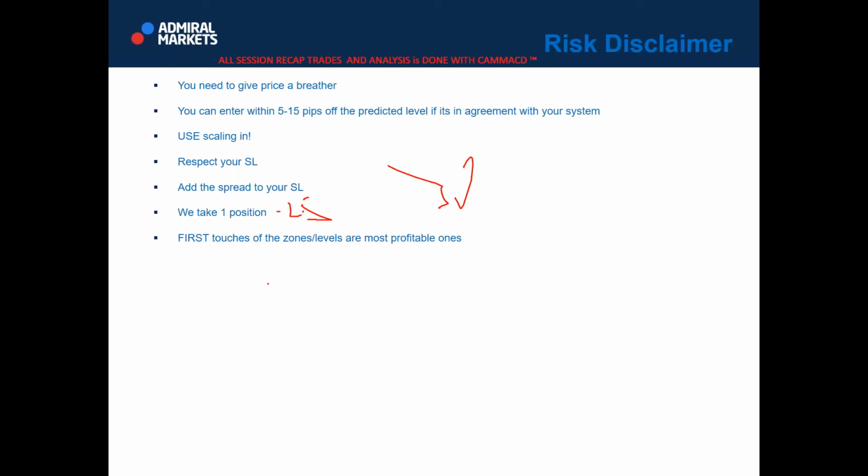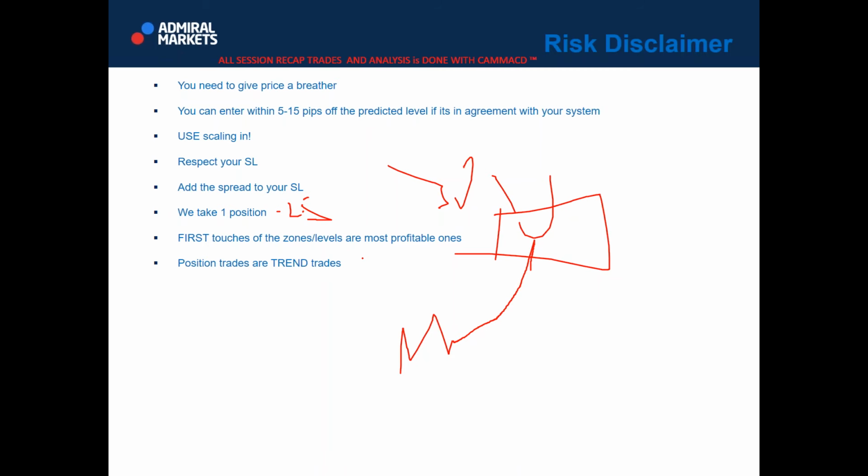We trade the first touch of the zone. The first touches of the zone and levels are most profitable because the first touch usually gives us the best profit. What does it mean? If the price is here, as soon as it enters our zone, we take the trade. We don't trade by stochastics or with EMA crosses. We trade the price, so we trade in the zone. Whenever the price reaches the selling zone, we will sell, but it's usually during the first touch, because the first touch is always the most profitable one. That is when the moment buyers or sellers meet with historical buyers and sellers.